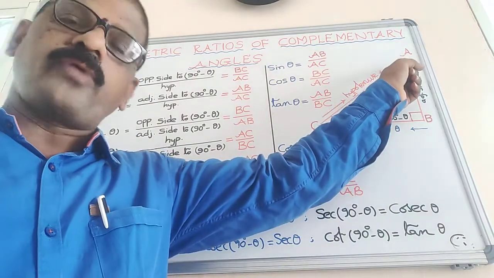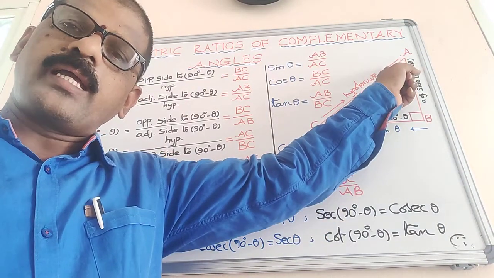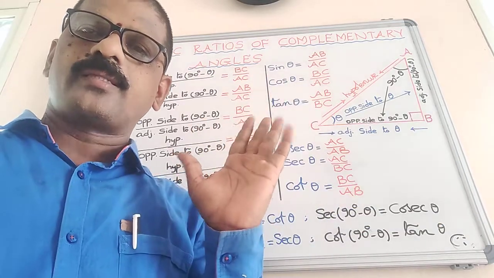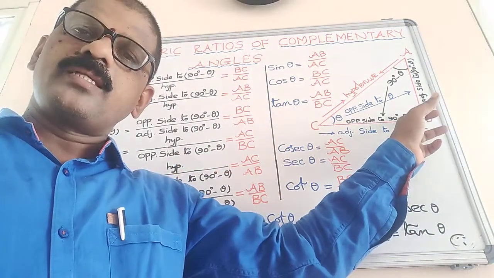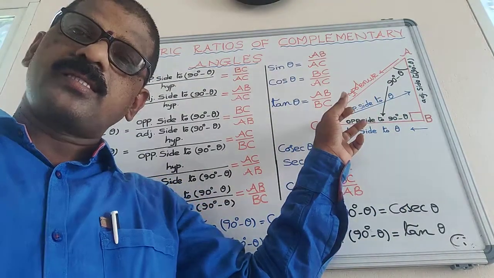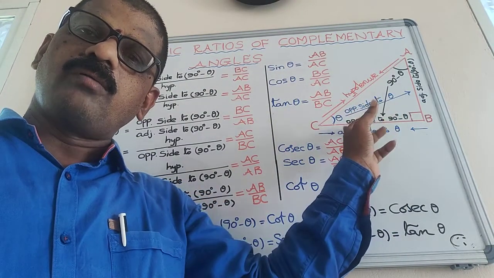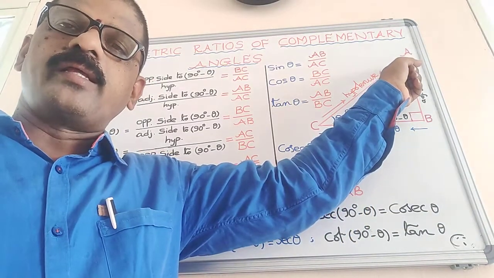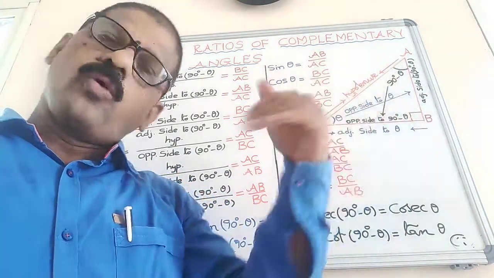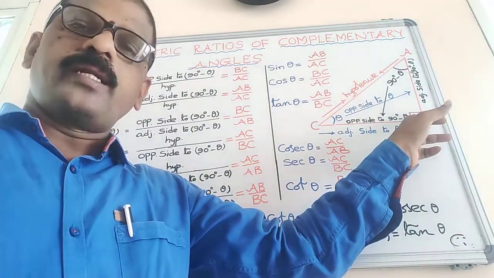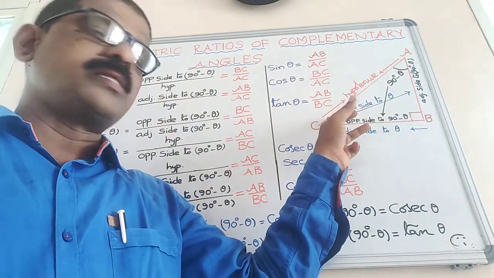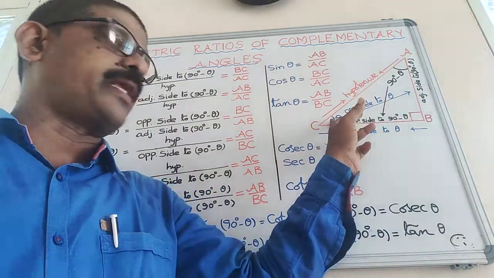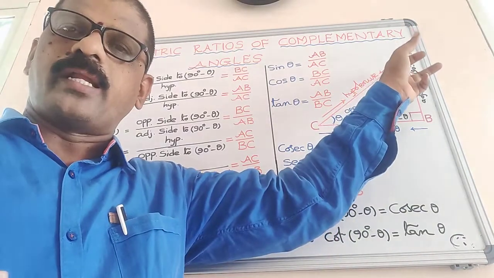What is the angle of A? We use the angle sum property. The sum of the angles of a triangle is 180 degrees. Already we know that angle B is 90 and angle C is 60 degrees. So the sum is 150. Clear? Now the third angle is 30 degrees. That means 90 degrees minus 60 degrees, it will be 30 degrees.